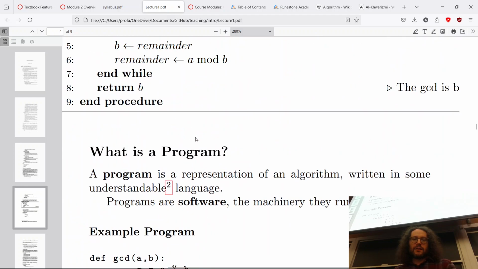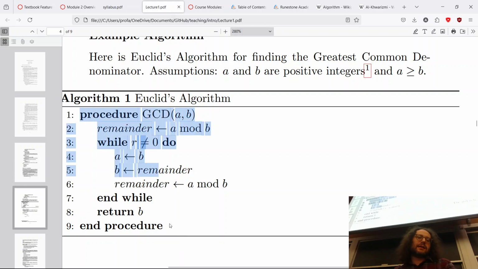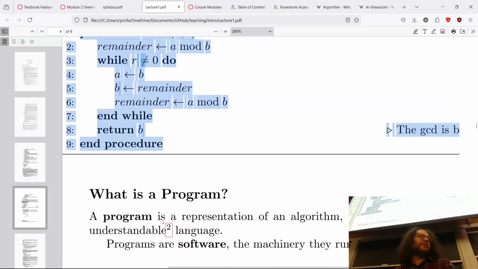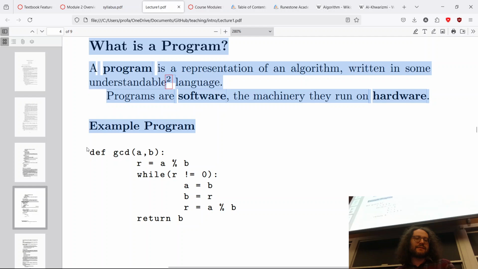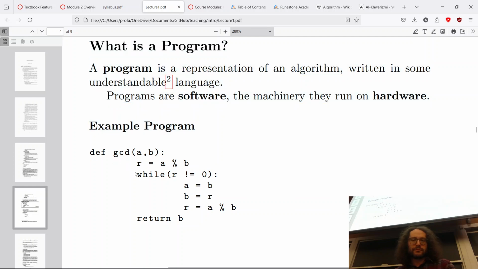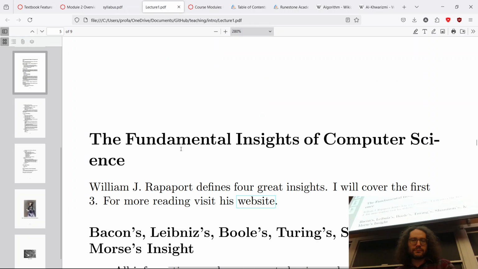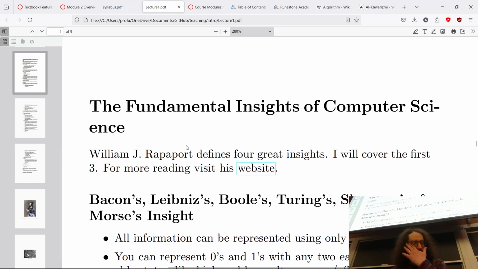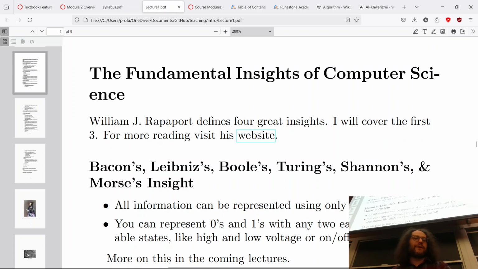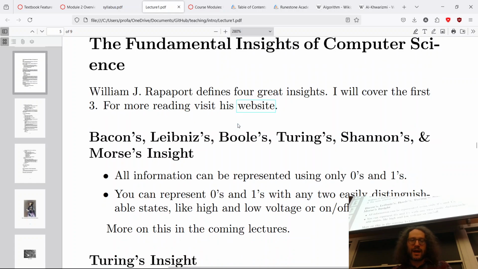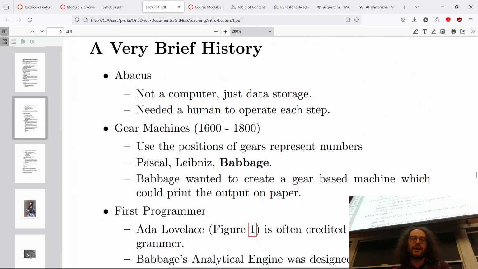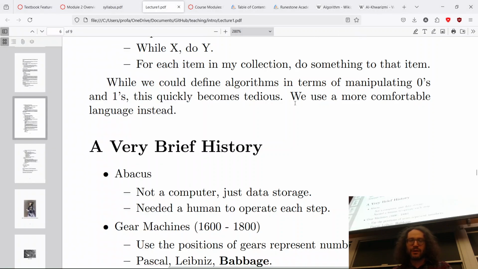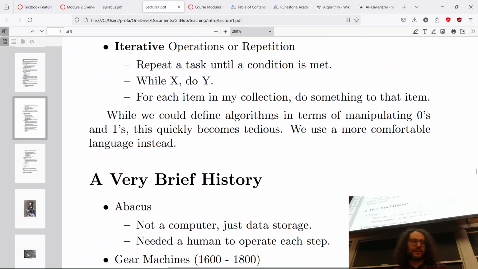So we might take this algorithm that we have written down in pseudocode and then turn it into a program like this. A lot of people came up with fundamental insights in computer science, but I'm going to skip that for right now in favor of history, because history is very much more exciting at this point in our lecture, and I will get back to this if I have time.